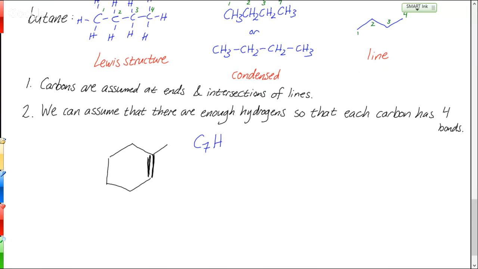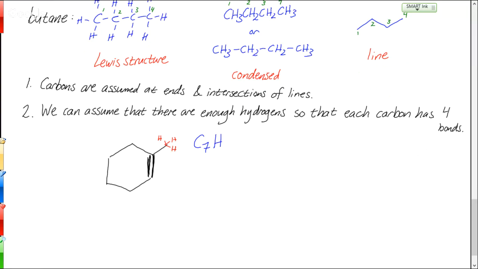No, it would not be 18. Well, let's count it out and see. Okay, so let's look at that very end one. The one on the end has 1 bond shown, which means how many more hydrogens does just that carbon need? 3. So we've got 3 hydrogens right there. Everybody see that? Because that carbon needs 4 bonds, so that means we need 3 more.